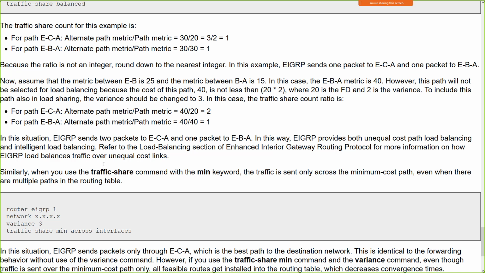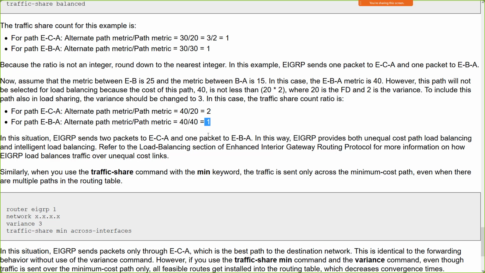If it was more different, right? If the calculation was like 40-to-20, which is what we see here. 40-to-20 would be 2, and 40-to-40 would be 1. So this would be my successor path is 20. Maybe I have a variance of 2 in this case. So anything from 20 to 40 is considered equal. So it's kind of like in this case, for every 2 packets I send on this path, I would send 1 packet on this path. That's the ratio concept that I was talking about earlier, is what you kind of see in that scenario.